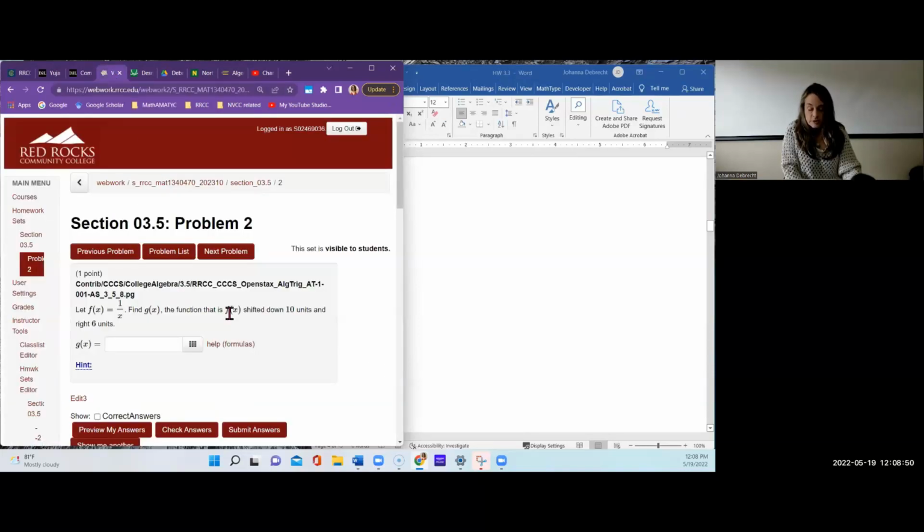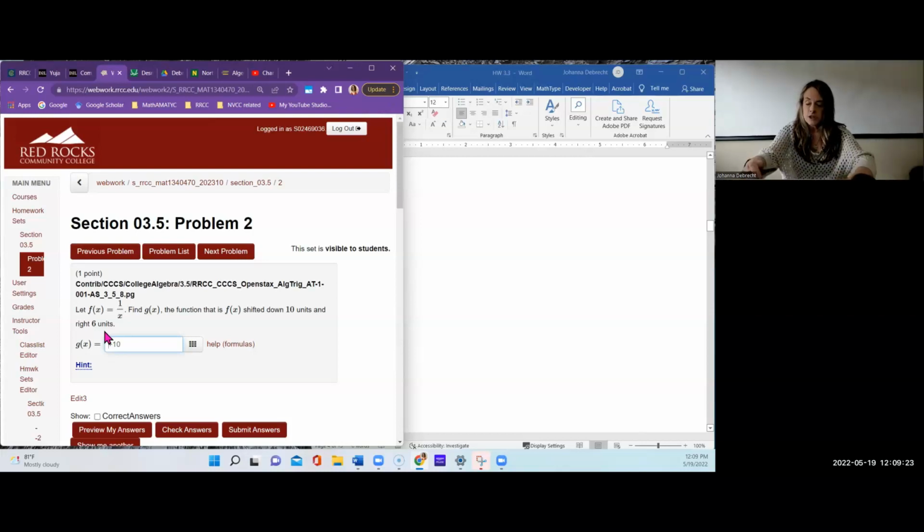We want to find the transformed function that shifts it down 10 units and right 6. Now we have to think about what the main operation is. The main operation is the division. So to shift it down 10, I need to be outside the main operation and have a minus 10. To be inside the main operation will affect the horizontal change, left or right. So to do that, I need it to shift right 6.